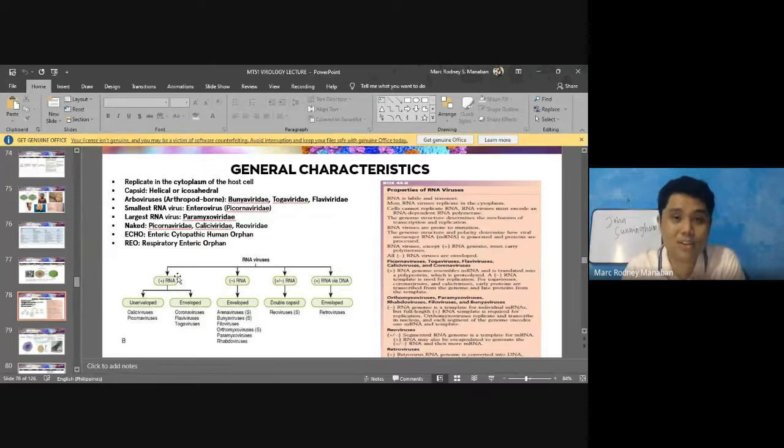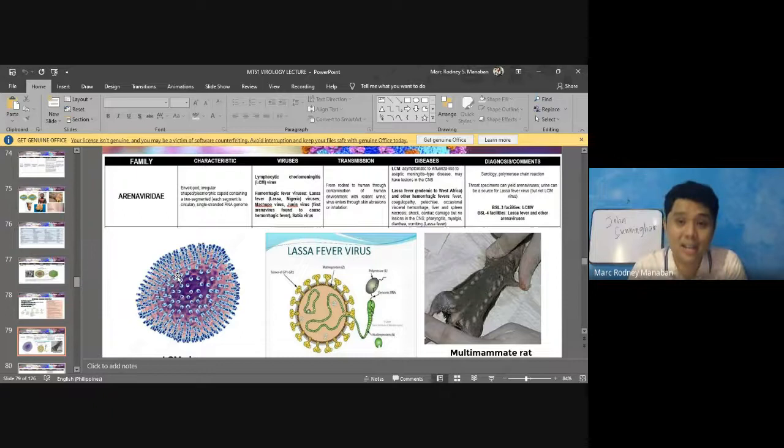Alright. So, we start first with the first RNA virus, your Arenaviridae. Arenaviridae is usually a family that consists of the hemorrhagic fever viruses. It is enveloped, irregular, with a pleomorphic shape, and a single-stranded RNA genome. These are viruses that can cause hemorrhagic fever. For example, Lassa fever, and you have the Machupo and the Junin virus.